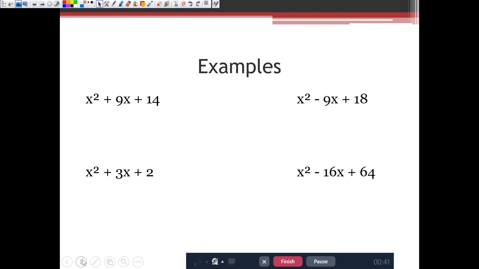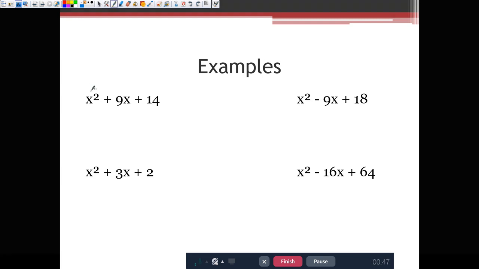Okay. So first, we know that our first term is x squared. So my two binomials are going to be x and x. In order to multiply two numbers to get a positive number, and when we add two numbers to be positive, both of our numbers are going to be positive. So I know I'm going to be adding for both. So a positive number and a positive number.